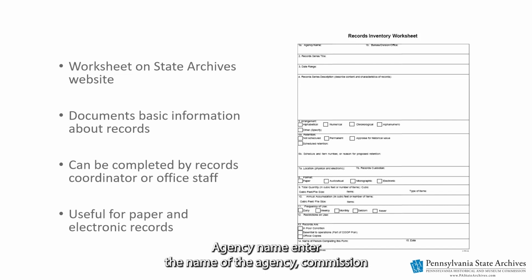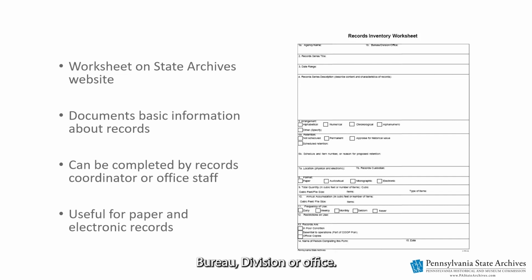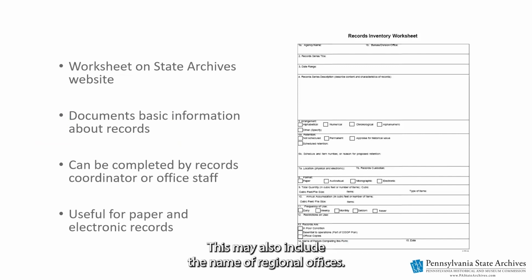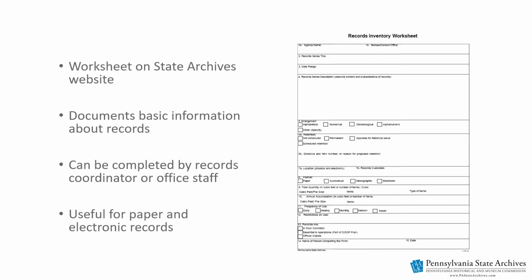Agency name. Enter the name of the agency, commission, or board that the record currently belongs to. This is especially important with records that are jointly created by multiple agencies or for records belonging to programs that have recently moved between different agencies. Bureau, division, or office. Enter the full name of the business area that the records currently belong to. This may also include the name of regional offices. There should only be one business unit per inventory form.